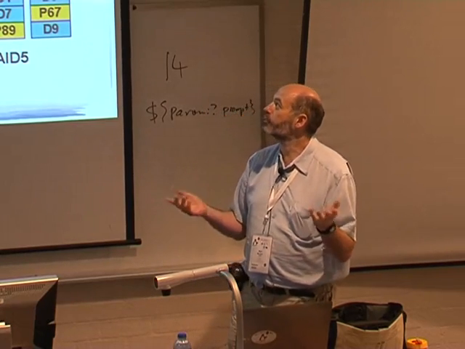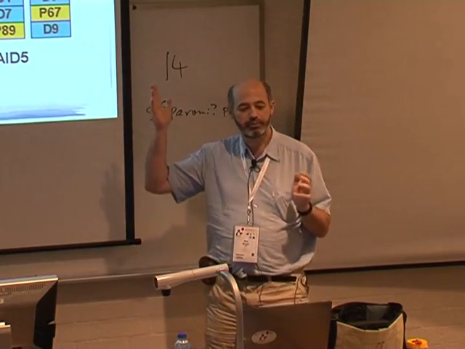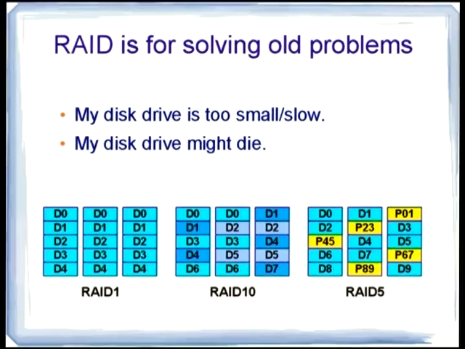So RAID is always about the original problems for RAID. My disk is too slow. My disk is too small, and so we use RAID 0 to make small disks bigger, and also to some extent to make slow disks faster. Or my disk might die. My disk drive might just stop working one day. The blue smoke might get out, or somebody might pull the cable or whatever.